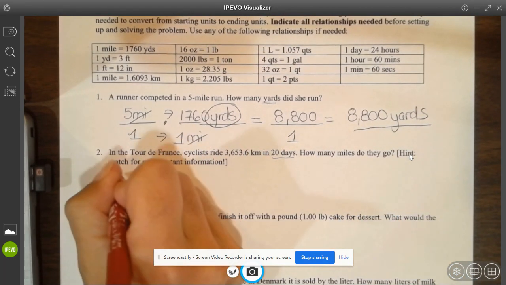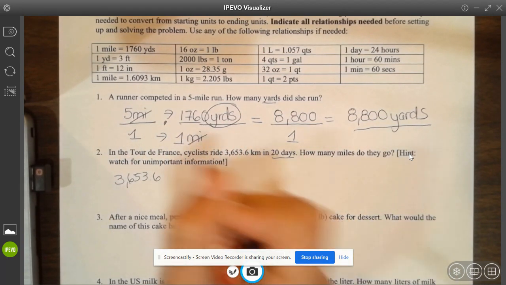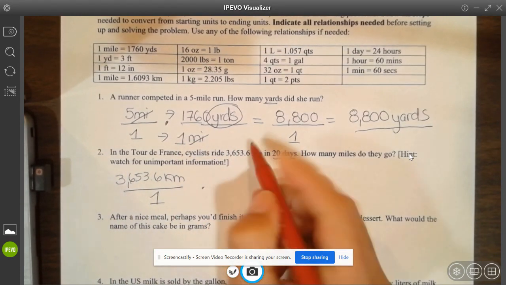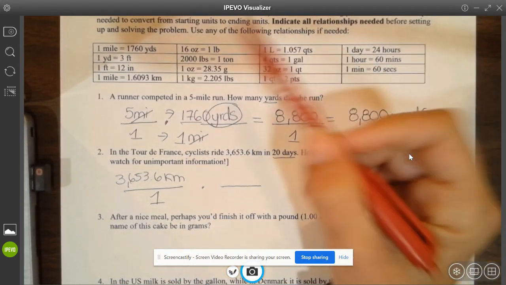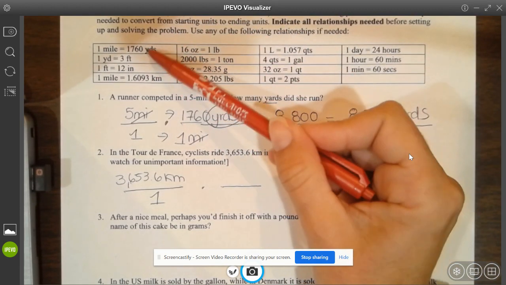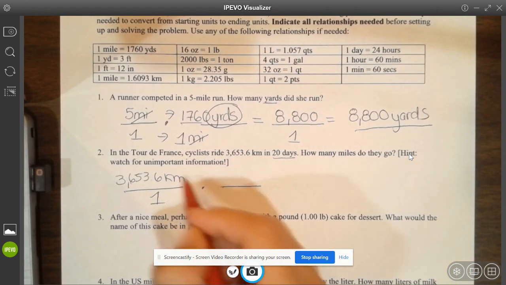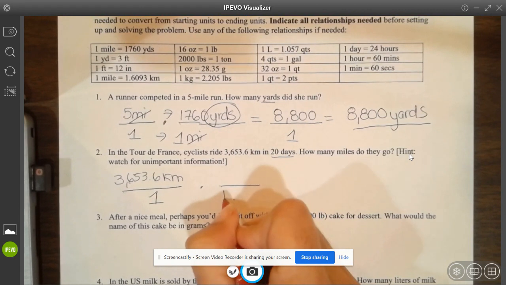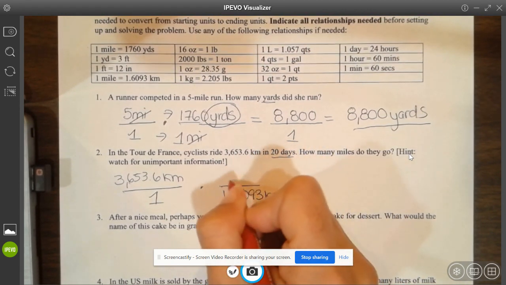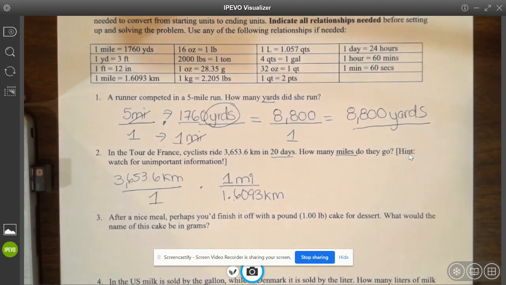All right, let's try it. So that's 3,653.6 kilometers over 1, so kilometers would be on the bottom. Let's look for that in distance. This one appears that we can use it. Kilometers go on the bottom, so that's 1.6093 kilometers, and that equals 1 mile. It's my answer in miles. Yep, that's all I want.